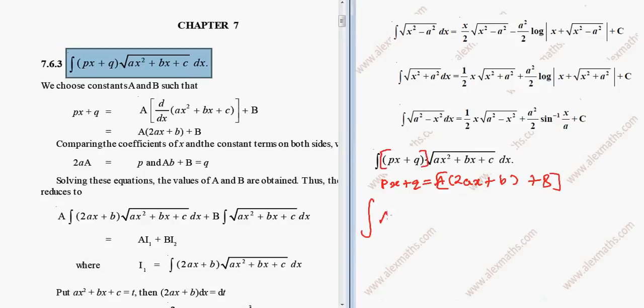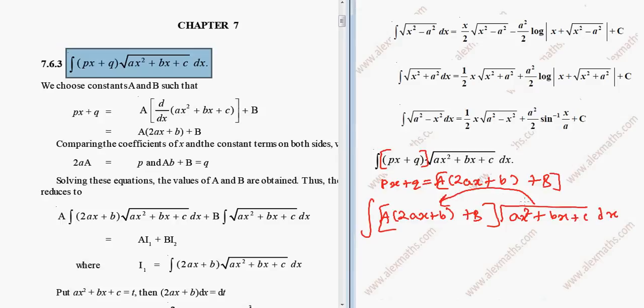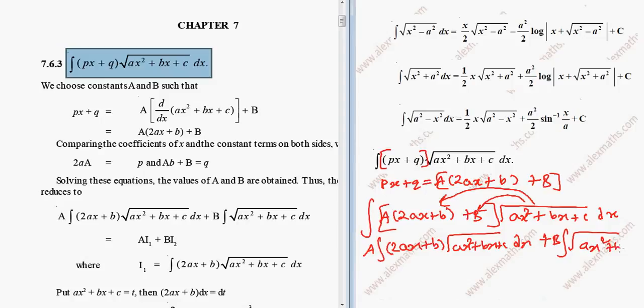So it is going to be a into 2ax plus b into the quadratic term which is inside the root. After that, split into two parts. This entire root you multiply the first term, then the entire root with the second term. So a is constant which can be taken out. So we get something like this. This is the first integration plus b into root of ax square plus bx plus c. That's all. We got the known type.